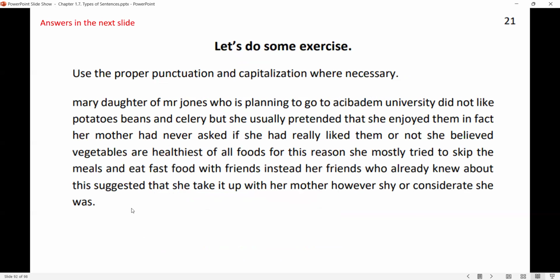Now, exercise 21. I have the answer key in the next slide, but I want you to pause the video and do this exercise by yourself. Then check your answers with me. It says use the proper punctuation and capitalization where necessary. So punctuation: comma, semicolon, colon, dash, dot, and capitalization, big letters. Do this. When you're ready, check with me. So pause the video, answer by yourself, then check with me.